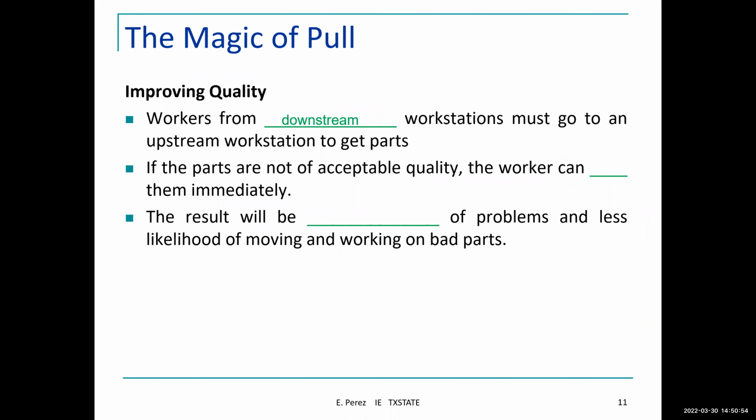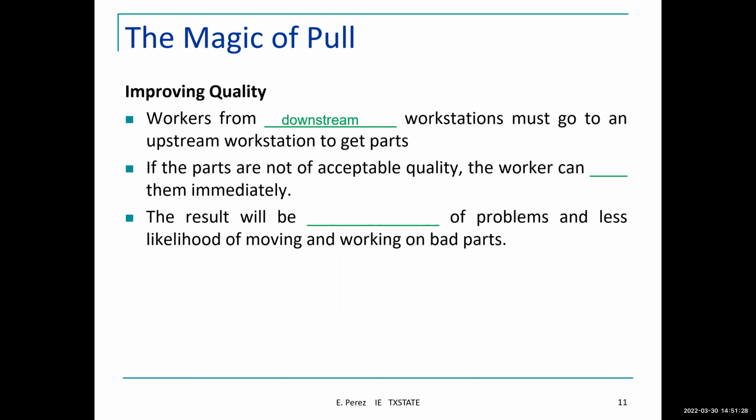Improving quality. Workers from downstream workstation must go to an upstream workstation to get the parts. So this is what I was referring to with the commitment to quality, right? Because now I'm an operator. I need to go get some parts from the station in the line, the station before mine. So I'll go there and, before I move them to my station, I'll make sure that these parts are in good shape or at high quality.